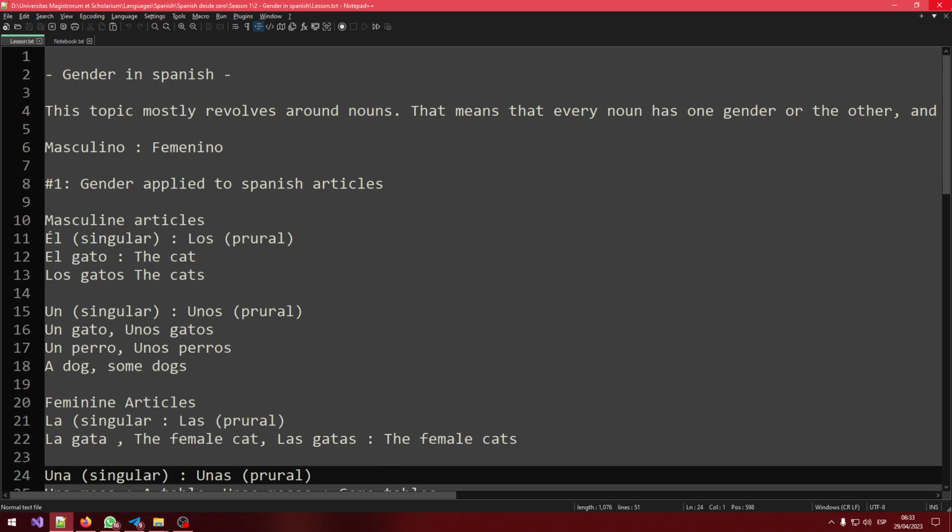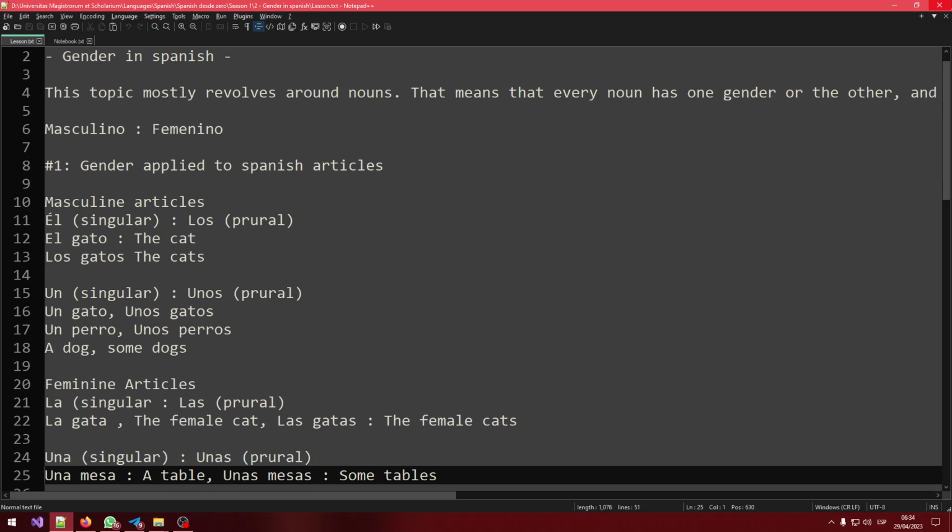So then we have una and unas, which are equivalents to a, again, a and some.